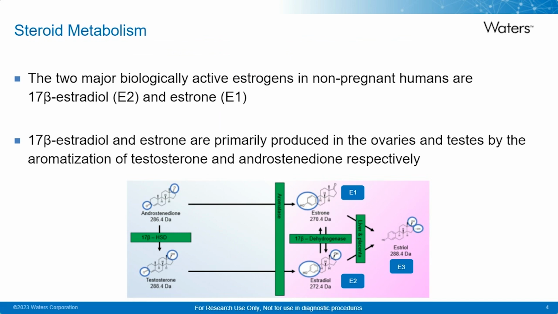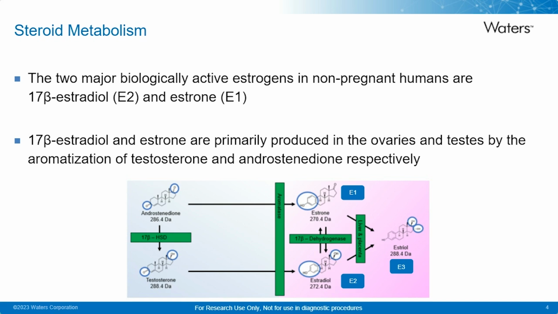So estradiol is produced primarily in the ovaries and testes by the aromatization of testosterone, with small amounts also being produced in the adrenal glands and some peripheral tissues such as fat. Estrone, on the other hand, is primarily produced in the adrenal glands by the aromatization of androstenedione, and both estradiol and estrone can also be converted to one another through the 17-beta dehydrogenase or aldoketoreductase enzymes.